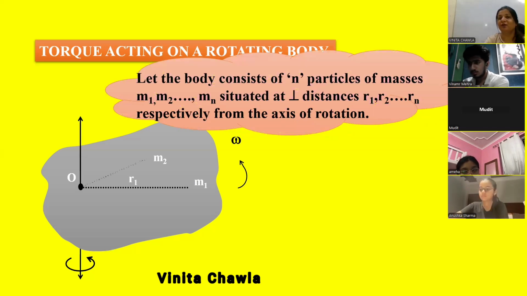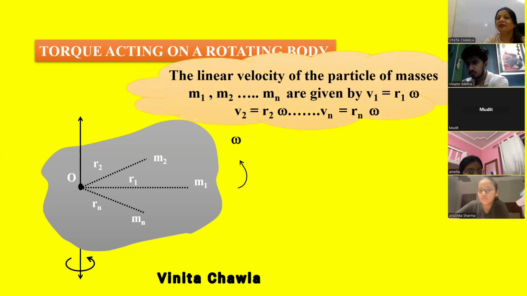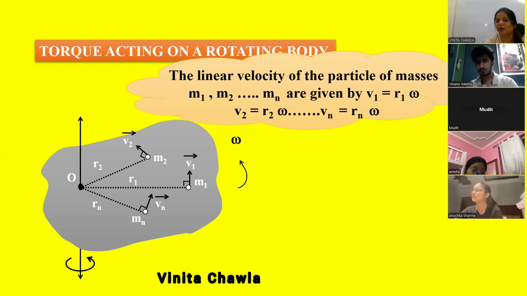Okay, so let this body consist of n number of particles of masses m1, m2, m3 and mn, and they are situated at perpendicular distances r1, r2, r3 to rn respectively from the axis of rotation. Okay, please draw this. We can write linear velocity in terms of angular velocity. And what is the relation? V1 is R1 omega. This we had done in the previous class, right? V1 is R1 omega. V2 is R2 omega. V3 is R3 omega. Similarly, velocity of nth particle is Rn omega. Okay. So these are the velocities with which these individual particles are moving.